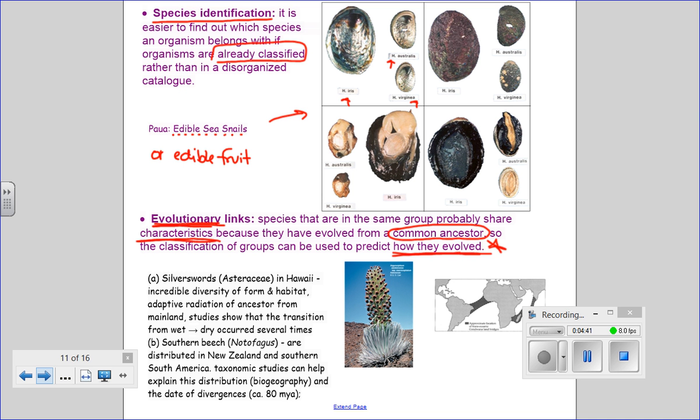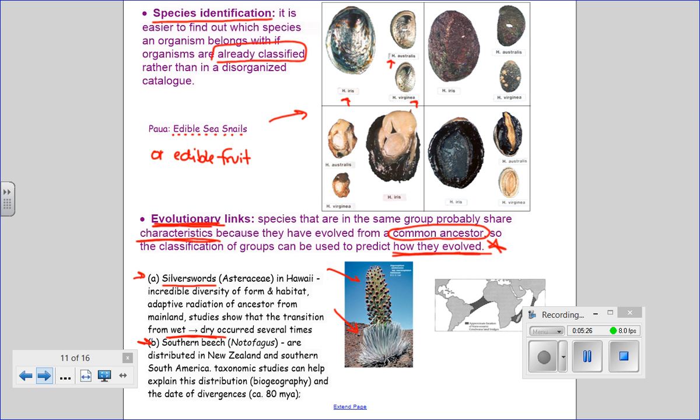So I've got some examples here on the bottom. The first are silver swords. These two plants are both silver swords. They're incredibly diverse in their form and habitat. And what we think is that perhaps this great diversity in their structural and physical characteristics is derived from the transition from wet to dry. The idea being that the Hawaiian Islands were at one point attached to some sort of mainland, and over time geographic isolation occurred, and species adapted differently to the climates on the different islands that they were found on.